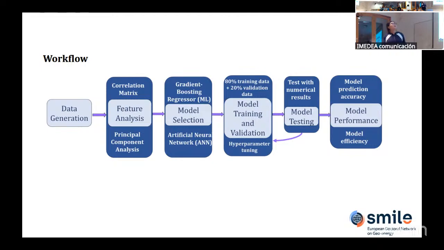Then we split our generated data into training and validation data, and we tune the hyperparameters. The last step is to test our model. So we introduce an extra data set from another data source. This data is generated from a numerical solution, and we test our model with this numerical solution data set, and then compare the models' performance by their accuracy and running speed.